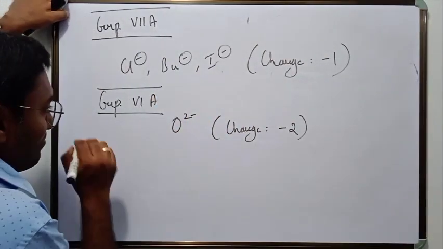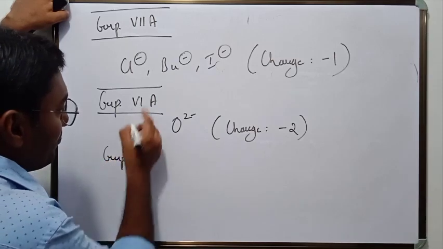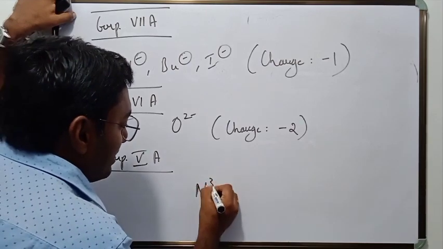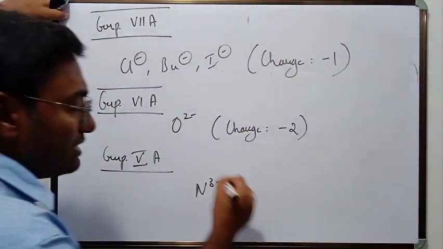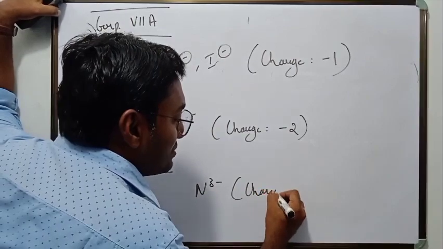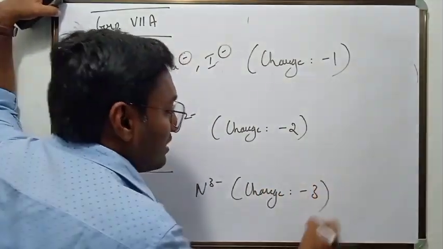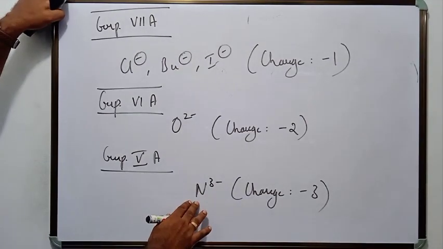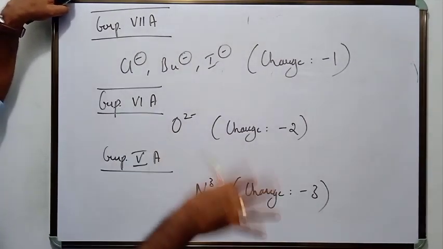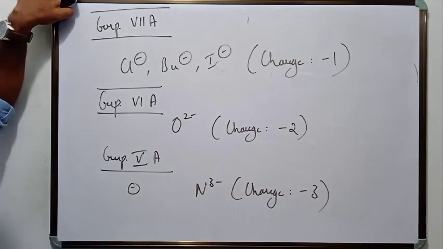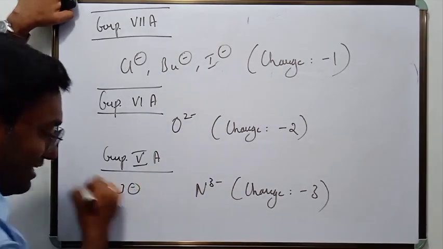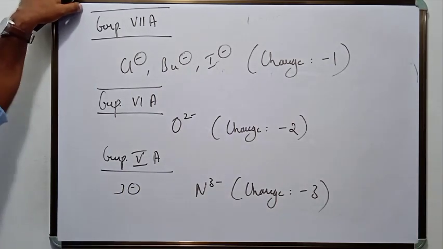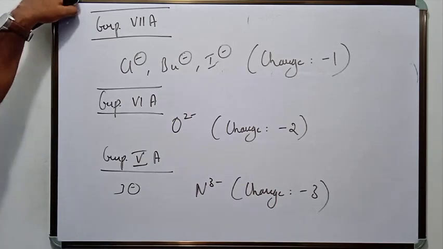Other examples are group 5A elements. For example, N3 minus, nitrogen. They become stable when they accept 3 electrons in their outermost shell. They lose their neutrality after accepting 3 electrons. After losing their neutrality, of course they become negative, and then they will go for ionic bond formation. So these are the examples of atoms that go for ionic bond formation.